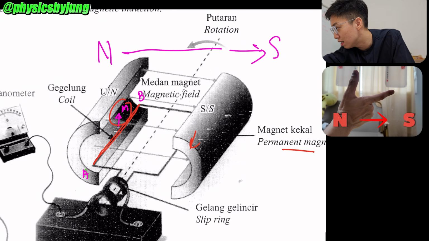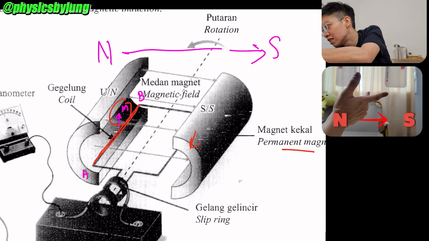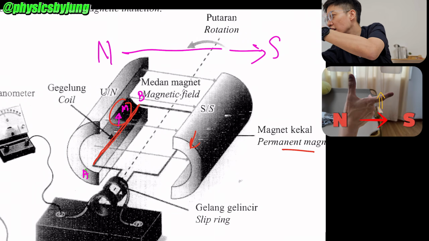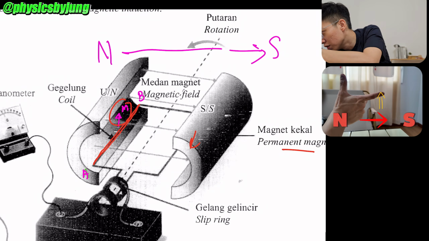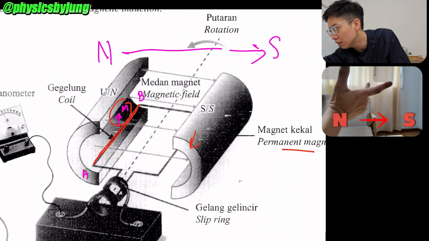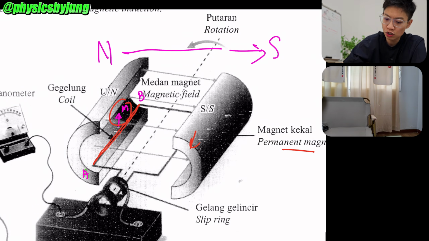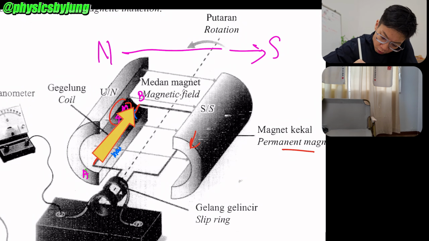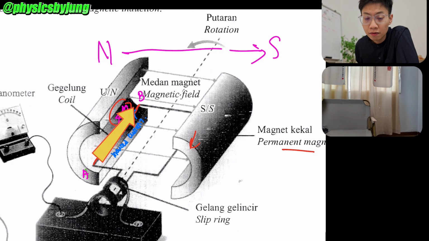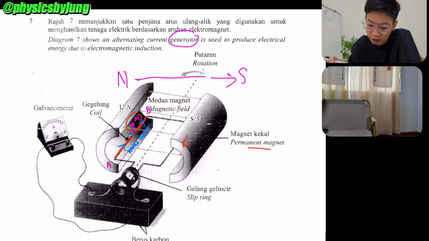You will see that my middle finger is now moving away from you, right? Correct. Okay, so you will see that the current is now moving away from you. So the current will flow from A to B, like this. Okay, which to be more proper, we will call this the induced current. Okay, next.